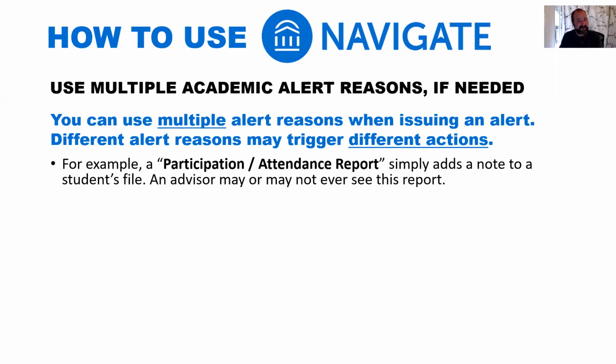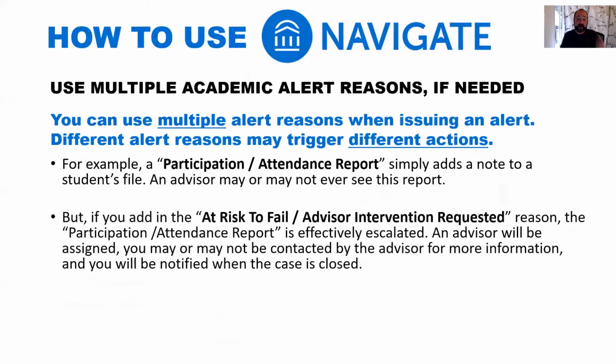That's a case where you might want to escalate it to an advisor. So you can also click on the at risk to fail advisor intervention requested, right? And so now you have two alerts selected. A case will be opened, and the advisor will see from the other alerts you've included in this report what the issue is, right?